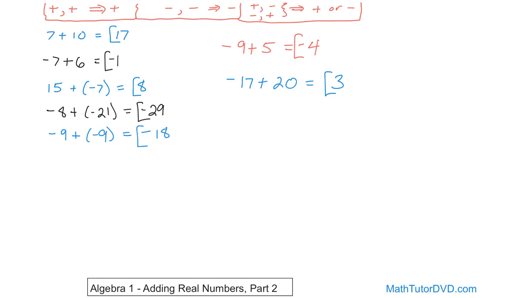All right, and then we have 15 plus 15. This is just a regular addition problem, adding two positive numbers, so the answer will be positive, and we add 15 plus 15, and we'll get positive 30, and that's the final answer there.